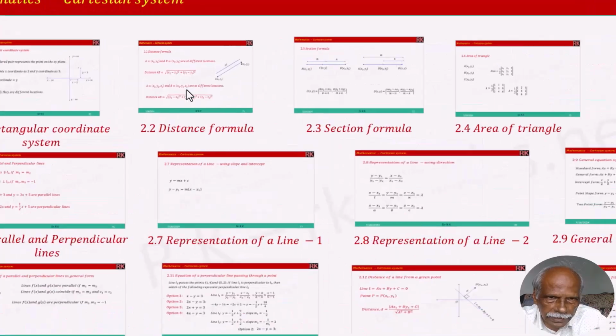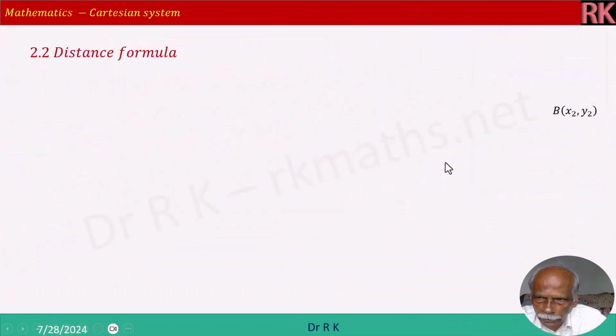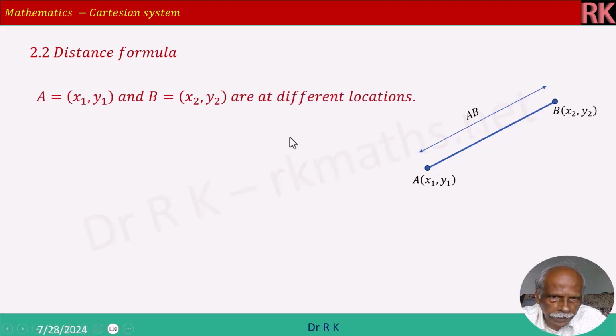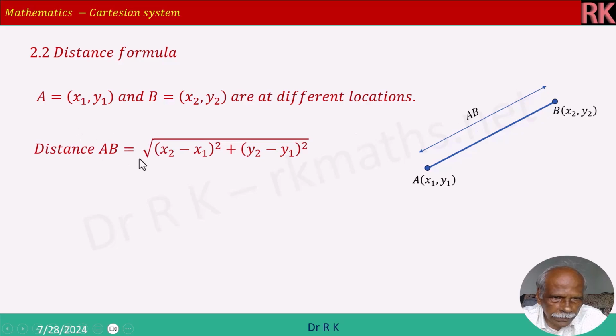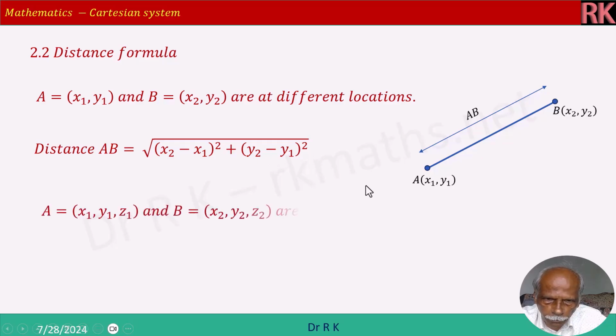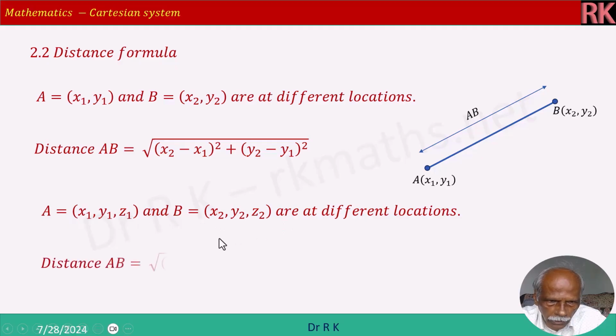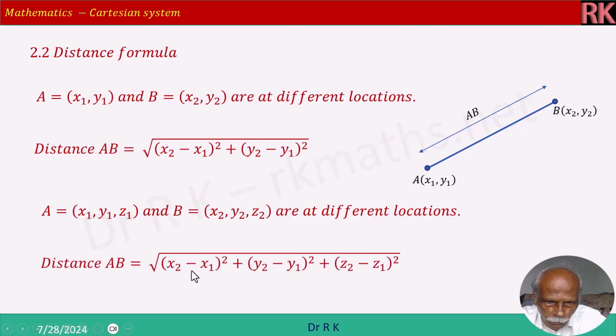And we will see the distance formula. There are 2 points here, A and B. A is (x1, y1), B is (x2, y2). We want to find out the distance AB. Distance AB is equal to root of (x2 minus x1) whole square plus (y2 minus y1) whole square. Suppose it is a 3-dimensional point. A is (x1, y1, z1), B is (x2, y2, z2). Then distance AB is root of (x2 minus x1) whole square plus (y2 minus y1) whole square plus (z2 minus z1) whole square.